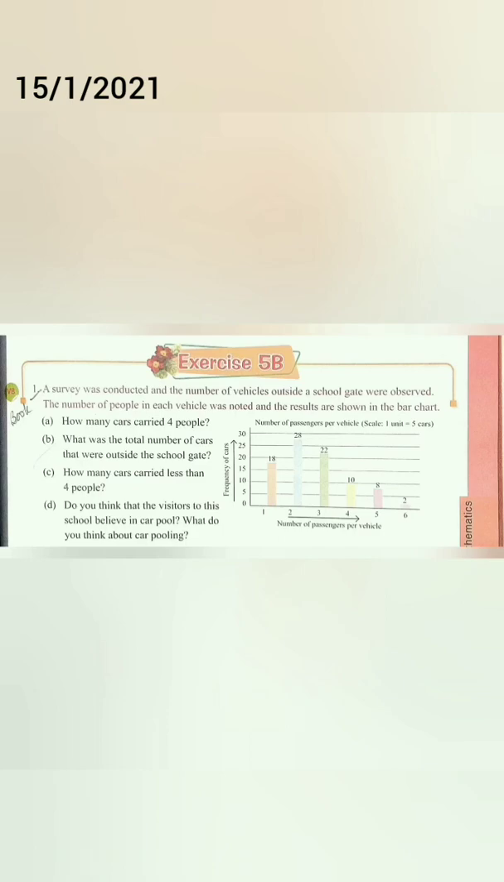According to the bar graph, the number of cars according to the number of passengers per vehicle has been given. Question A is, how many cars carried 4 people? According to the bar graph, the number of cars carrying 4 people is 10. So the answer is 10.